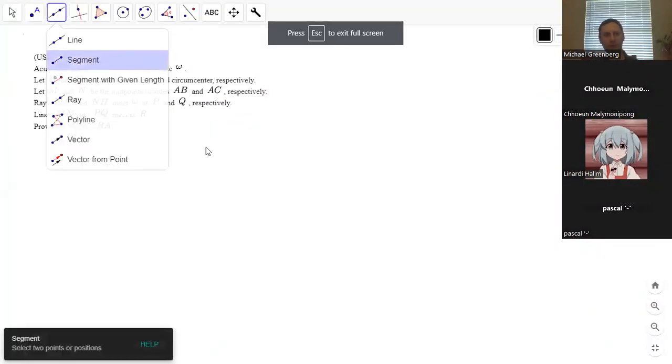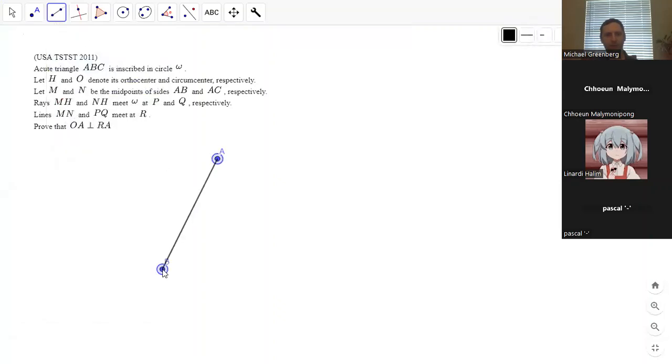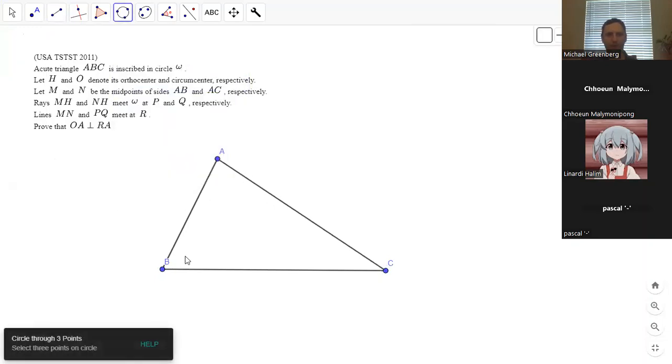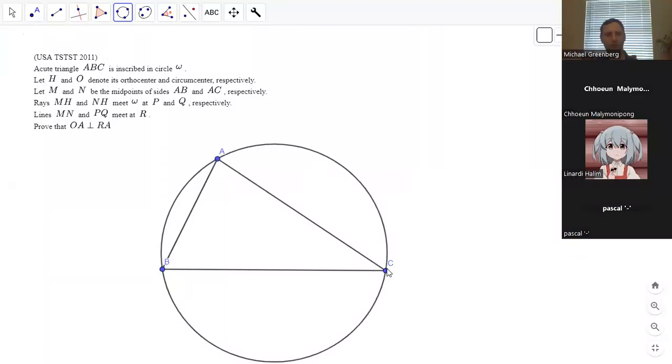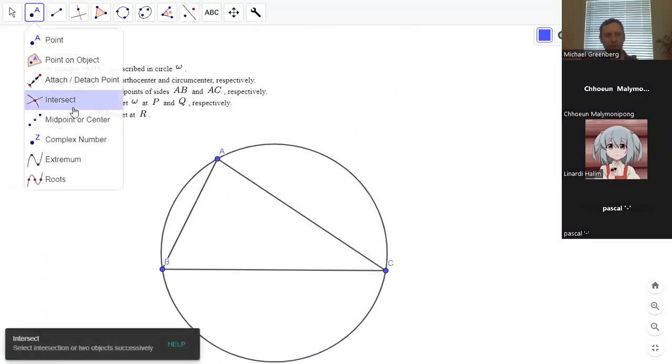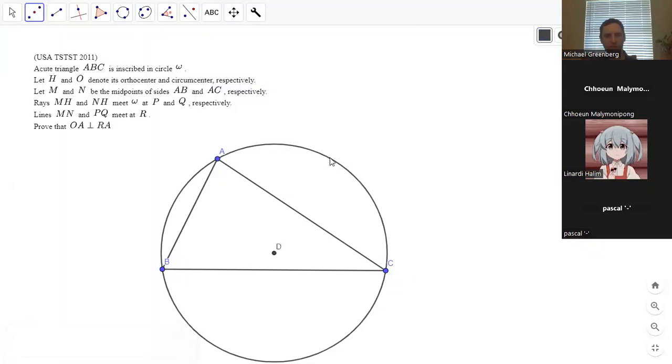Here's the first question. This one's from 2011. It doesn't look super hard, so we'll see how long it takes us. But I think there's some harder ones after this. So we have the circumcenter and orthocenter. That's going to be O and H.